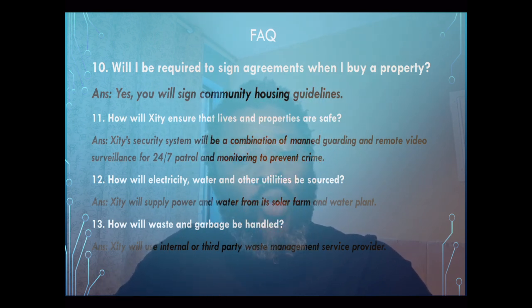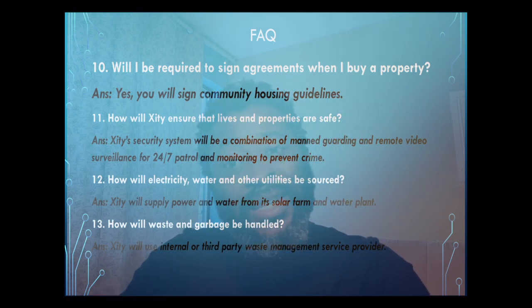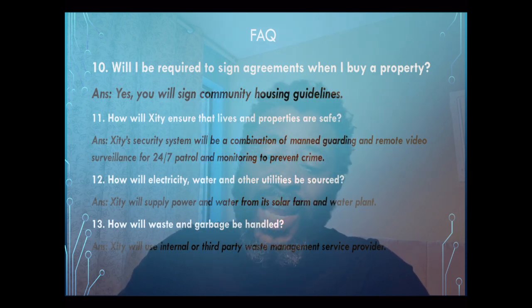How will electricity, water, and other utilities be sourced? That's a great question. Xity will supply power and water from its solar farm and water plants. So we are going to build all of those utility blocks you saw interspersed within Xity. They are going to be dedicated to electricity, water, and waste.